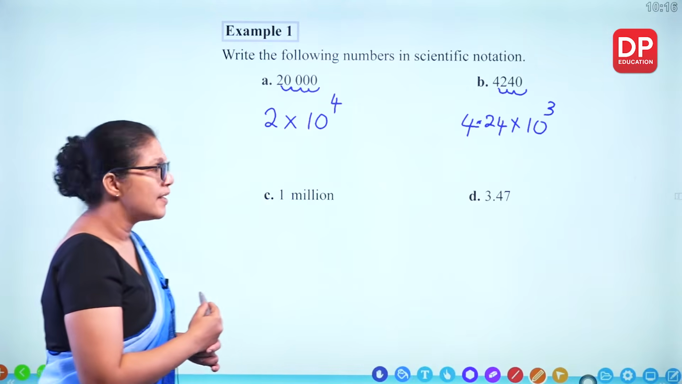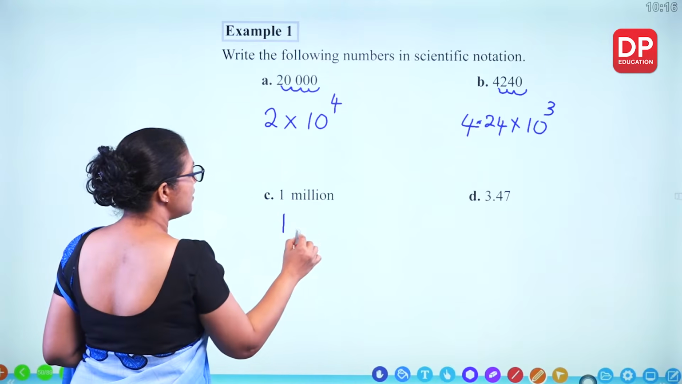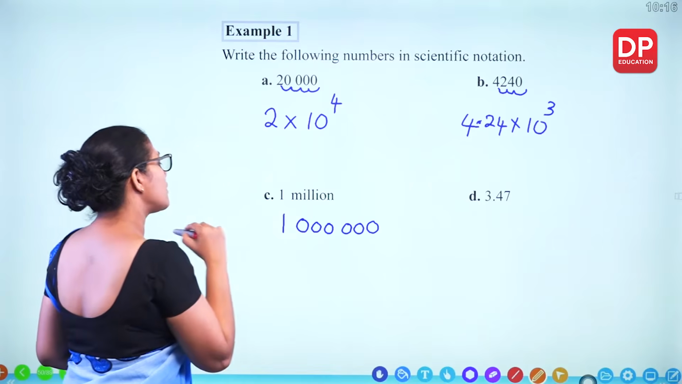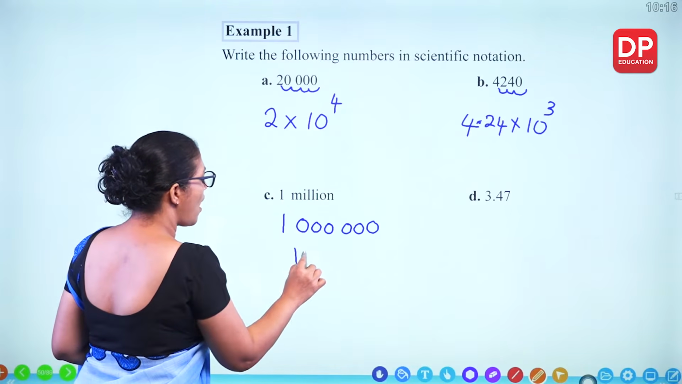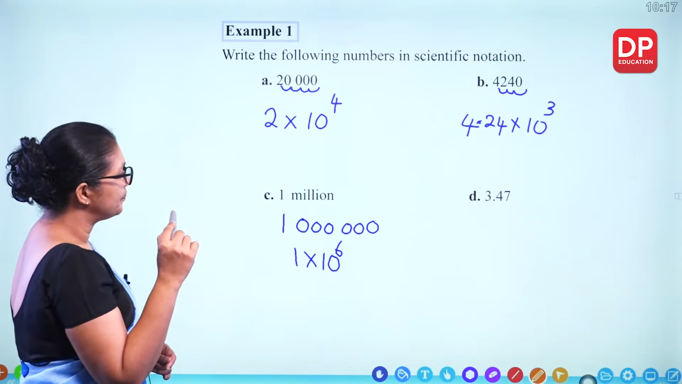that's positive 3. 1 million means 1 with 6 zeros. So this is 1 million. How can you write in scientific notation? 1 into 10 to the power 6.